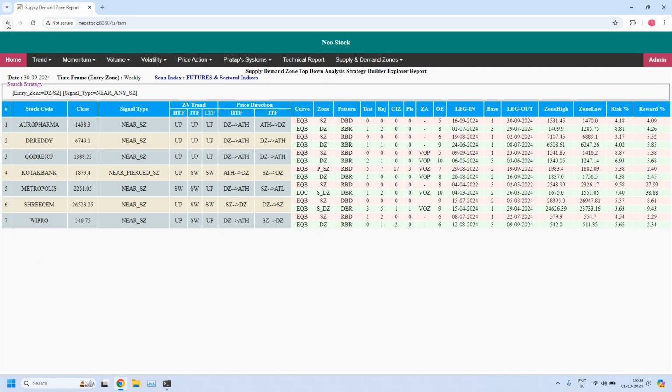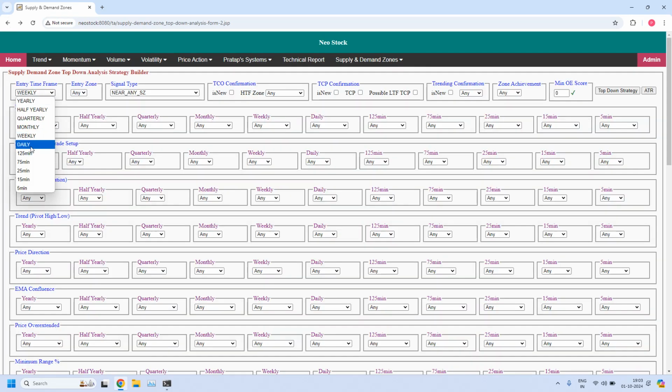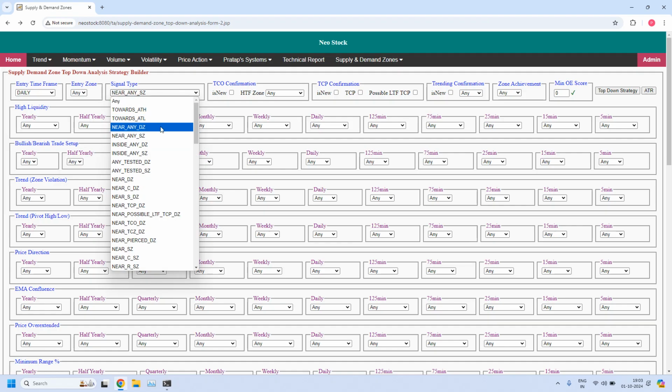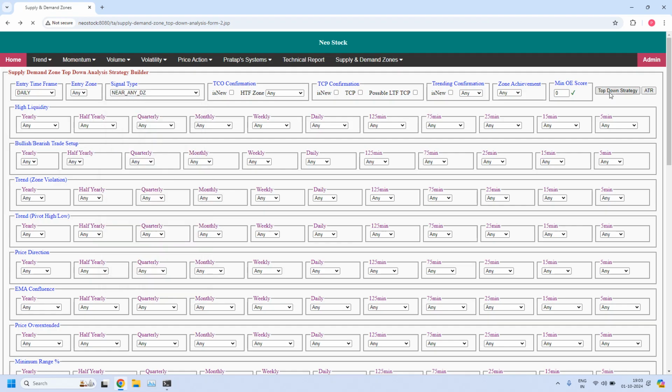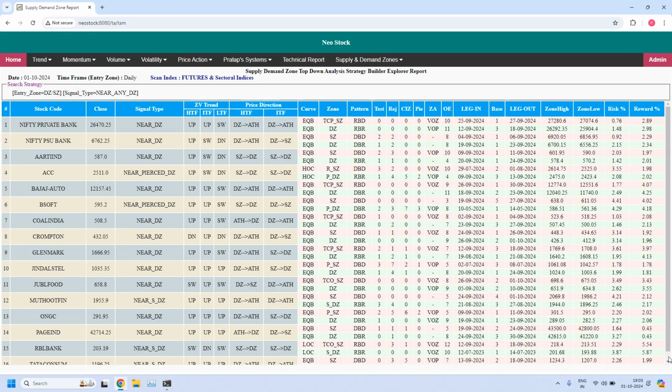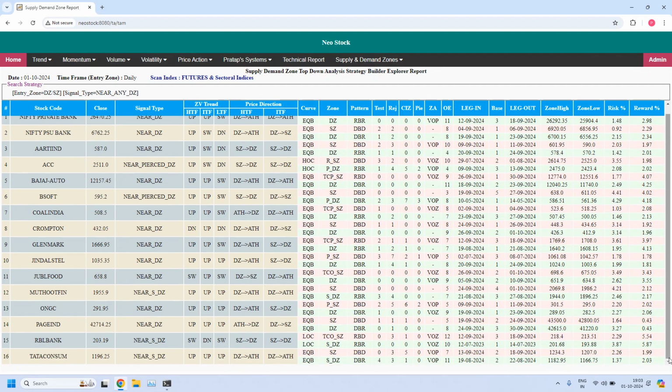Okay, the next time frame is daily. Entry time frame daily. Let us find the stocks near daily demand zone. So 16 stocks are filtered. Scrolling the list down. Let us identify daily high liquidity demand zones, if any, from this list.